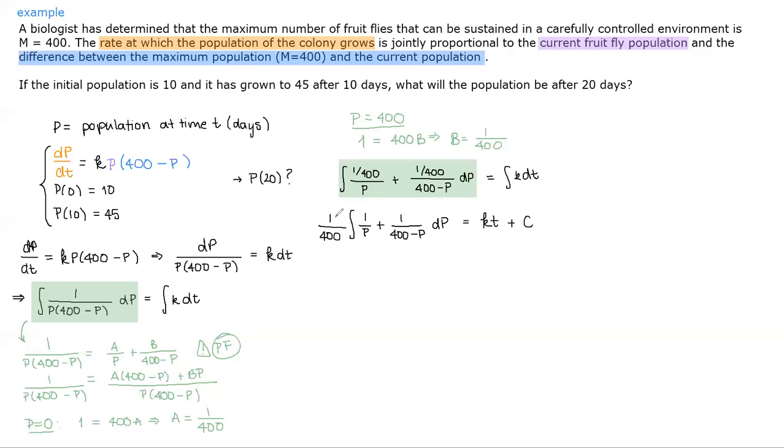To not have to worry about this 400 right now, I'm going to multiply it over right away. So I'll multiply it on both sides, and I'll have 400kt plus c.